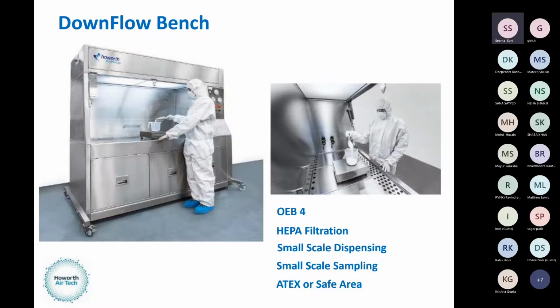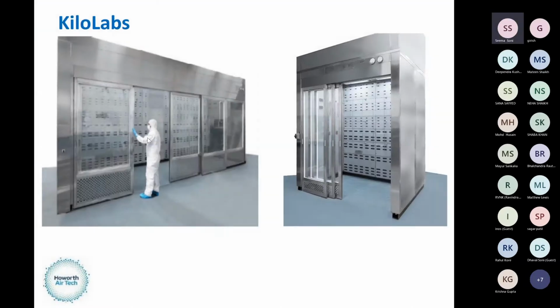All our systems, by the way, can be developed for ATEX environments, so your zone 21, zone 22, zone 1, zone 2, and that can be a combination of ATEX and safe area. Again, these are quite important bits of information that we need with the design phase.